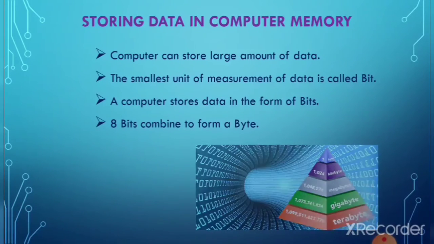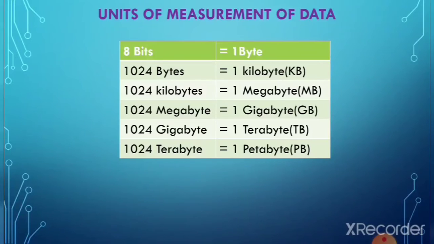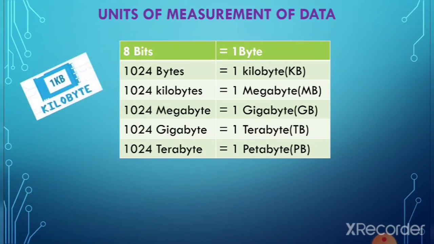Let's see the data measurement table. Here are the units of measurement of data. When we collect 8 bits, it will become 1 byte. Same as when we collect 1024 bytes, it will become 1 kilobyte, means 1 KB. 1 KB contains 1024 bytes. Here you can easily understand that 1024 letters. If we collect 1024 letters, then it will become 1 KB of data.